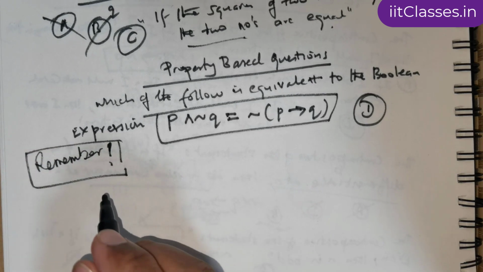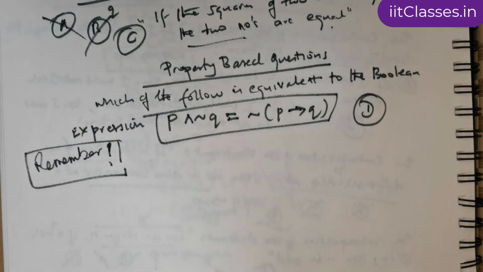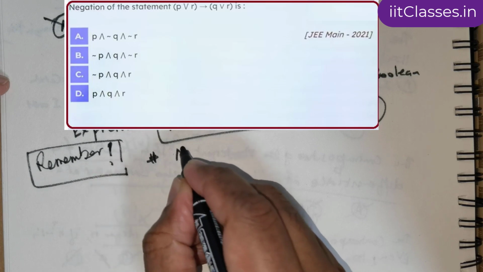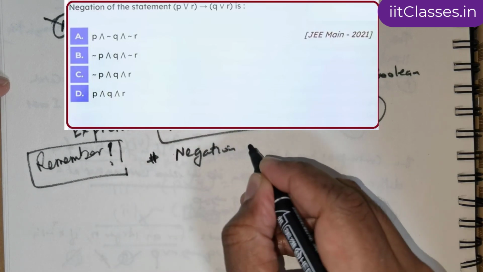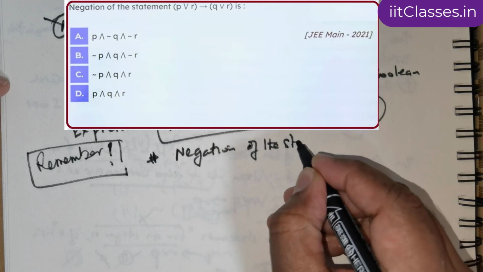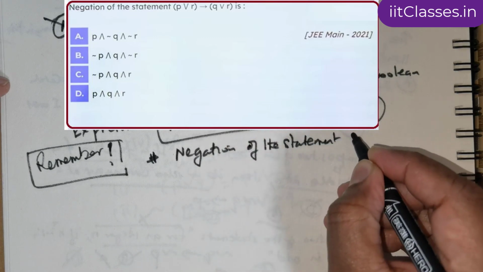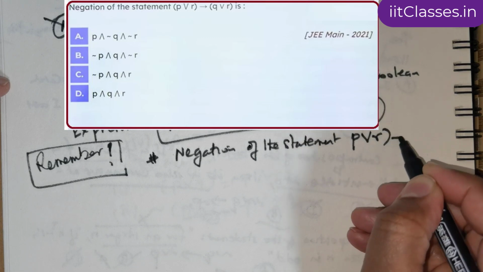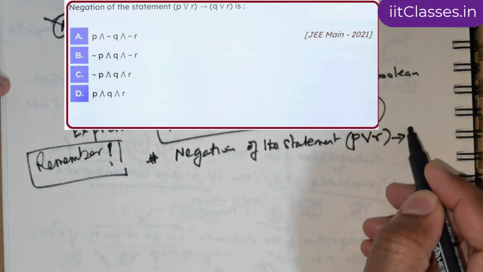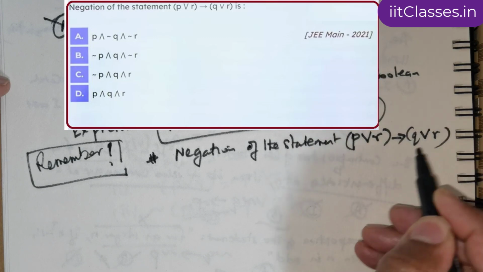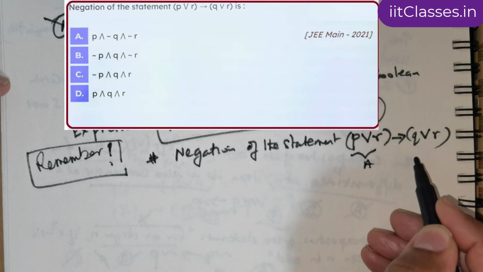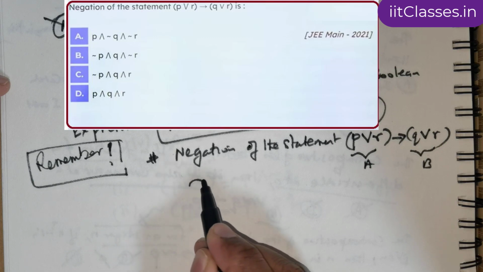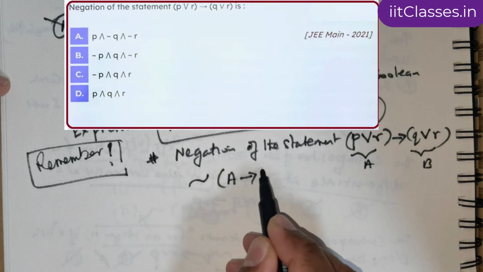And how are you going to remember? By constant practice. Let's do this question, student. We are expected to obtain the negation of the following statement. This is P disjunction R conditional Q disjunction R. Now let me take this as A and let me take this as B. So we are expected to obtain the negation of A conditional B.